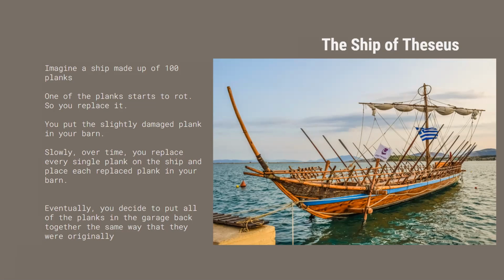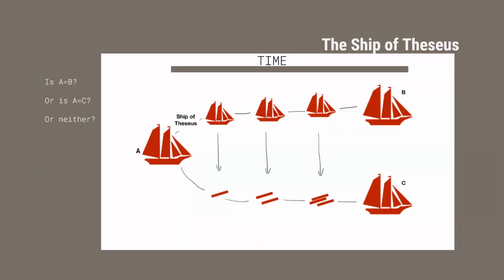Slowly over time, you replace every single plank on the ship. And every time you replace a plank, you put the damaged plank into your barn. Now, eventually, you've got so much wood in your barn that you think, hey, let me build a ship out of this. Oh, you know what? I think I've got the plans for the ship that I've got out in the harbor. Let me just put all of the planks that I've got here in the barn back together in the same way that the original ship was put together.